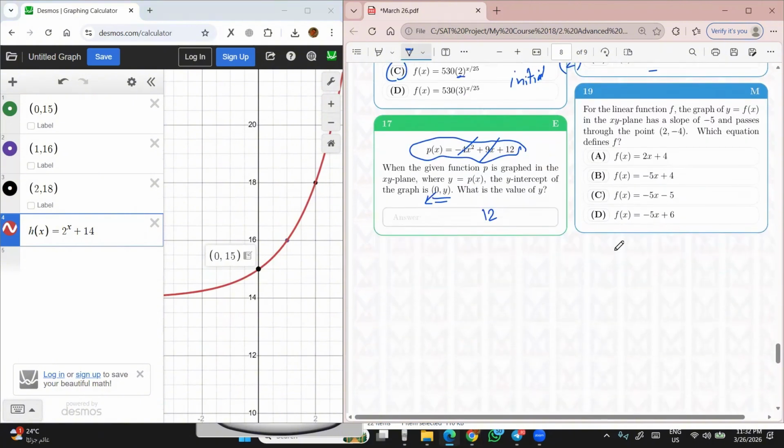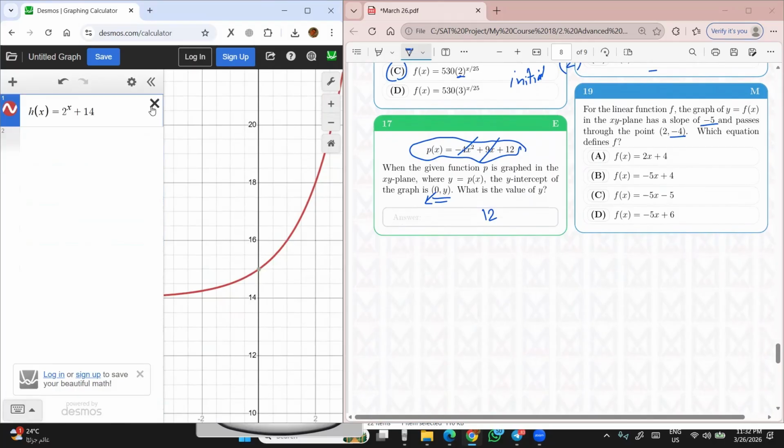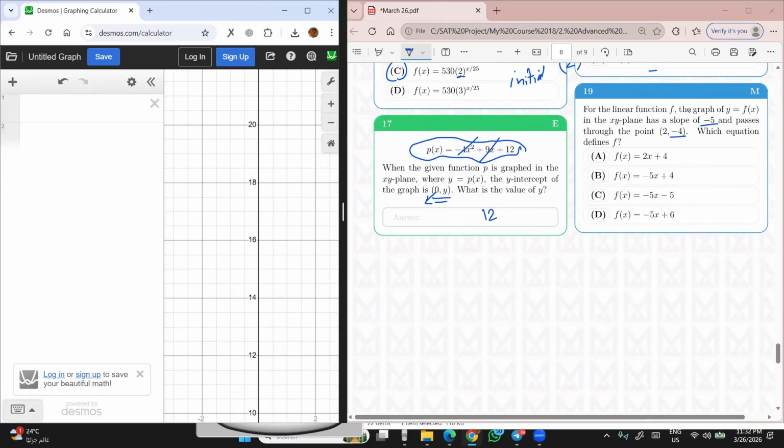Number 19. For the linear function f, the graph of y is equal to f of x in the xy plane has a slope of -5 and passes through the point 2 and -4. How can we write the equation? Also, Desmos is a very useful tool here, but you remember that the point is 2 and -4. We answered a similar question before, 2 and -4.